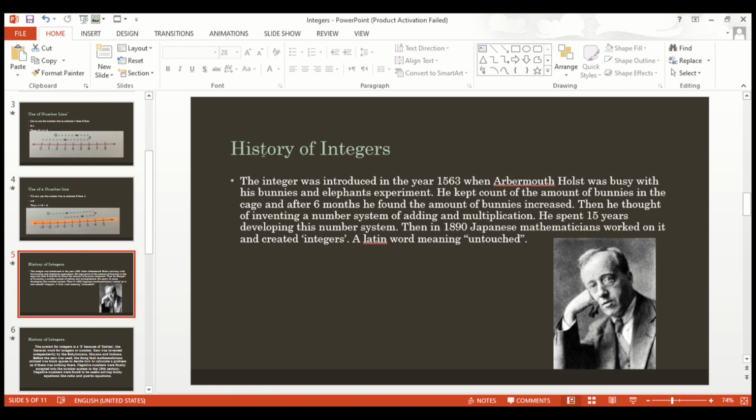Next, I'm going to be telling you about the history of integers. The integers were introduced in the year 1563 when Abramelth Holst was busy with his bunnies and elephants experiment. He kept count of the amount of bunnies in the cage, and after 6 months he found the amount of bunnies increased. Then he thought of inventing a number system of adding and multiplication. He spent 15 years developing this number system. Then, in 1890, Japanese mathematicians worked on it and created integers, a Latin word meaning untouched.